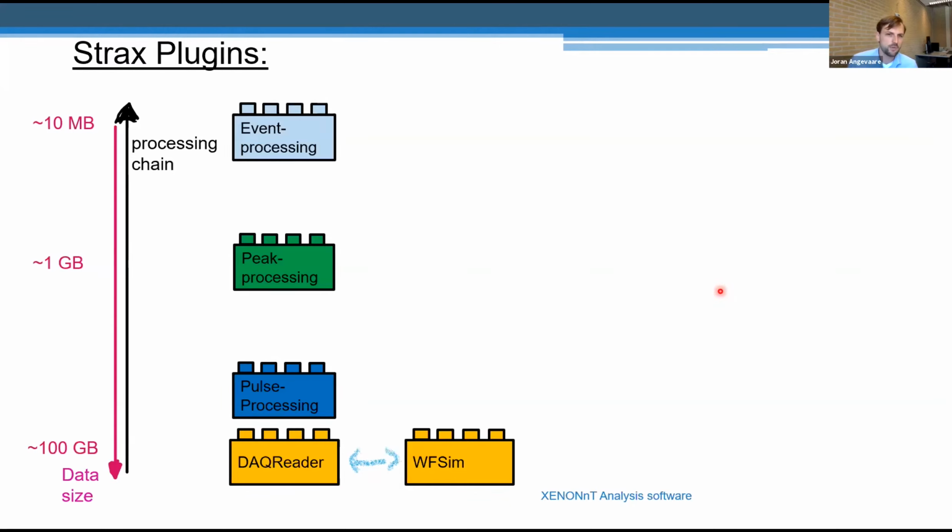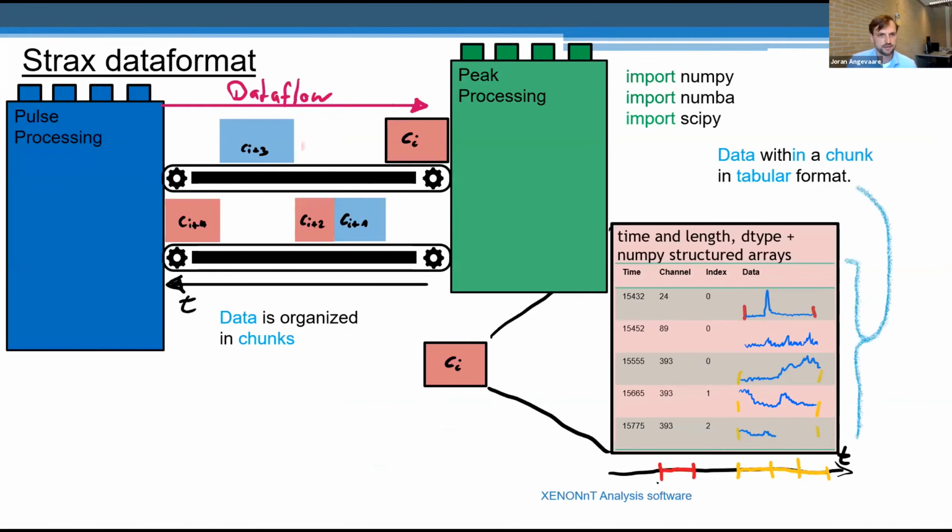Now we wanted to know how we make this fast. So for that, we need to look a little bit further into how the data is shared in between those plugins. And the answer is that, for instance, when we're looking at pulse processing, we look at a given chunk of data. We organize all of our data in time intervals, which we call chunks. So there's a chunk of data which is being processed by the pulse processing, and after it's done with that, it will send it up to the next plugin to be processed there.